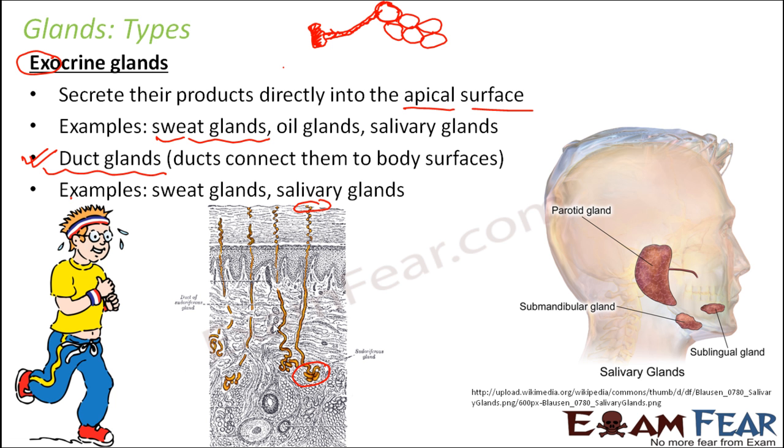Similarly, if you look at the salivary glands, none of us, I'm sure, can feel the presence of the salivary glands from outside. They are located deep inside our skin, but the saliva can always be felt inside the mouth. Here also, you can see the three types of salivary glands: parotid, submandibular and sublingual. You can see the presence of the duct, and through this duct only the secretion is poured onto the surface.